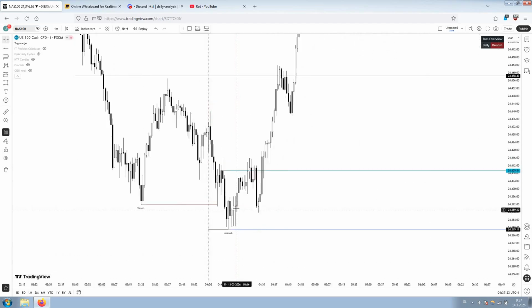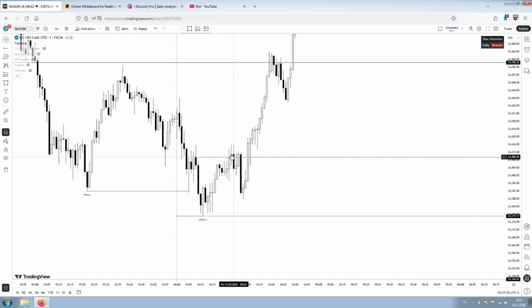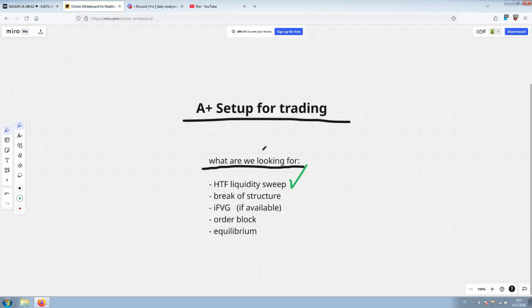And over here, what does it do? It closed above that high. You see the blue line? This is the break of structure, because you can see the price closed with this candle, its body closed above that high. So we have a break of structure.